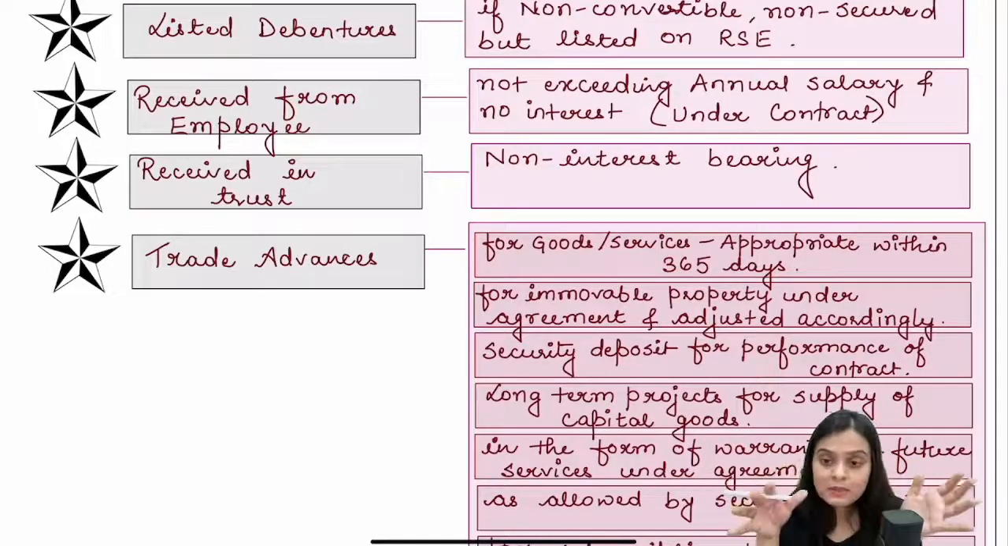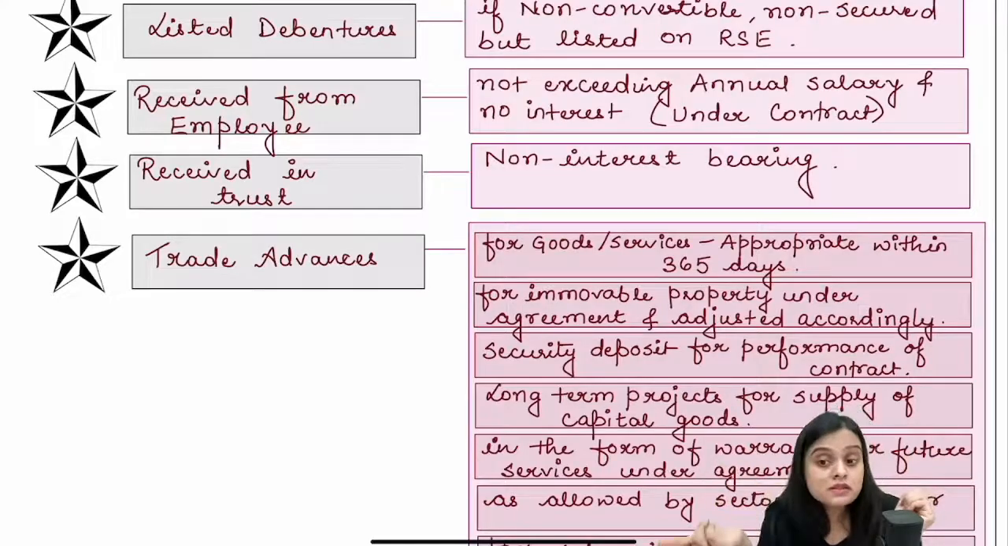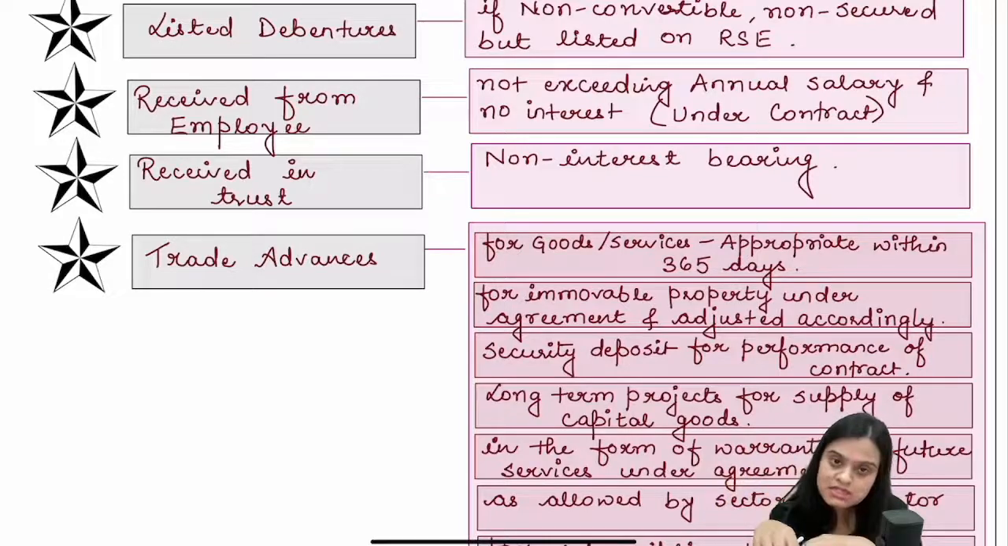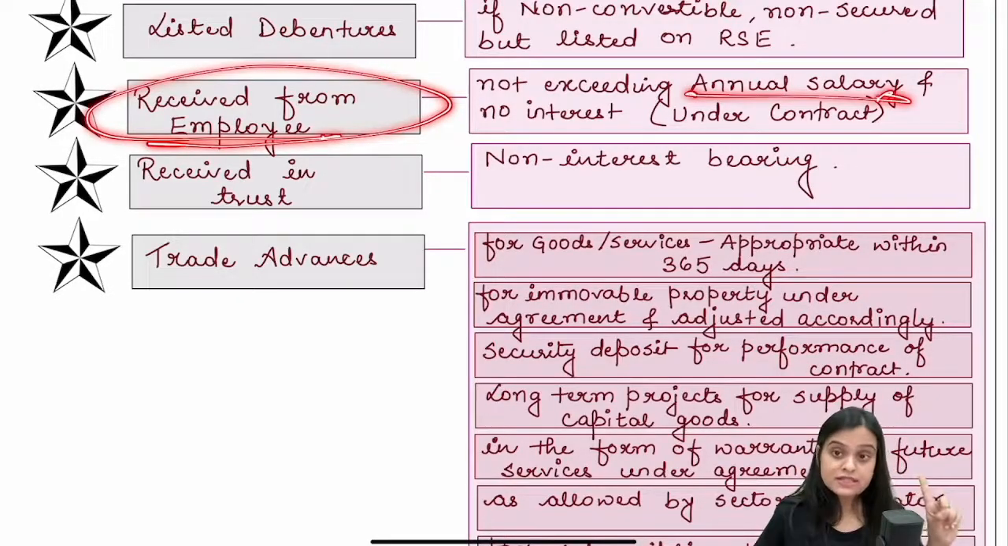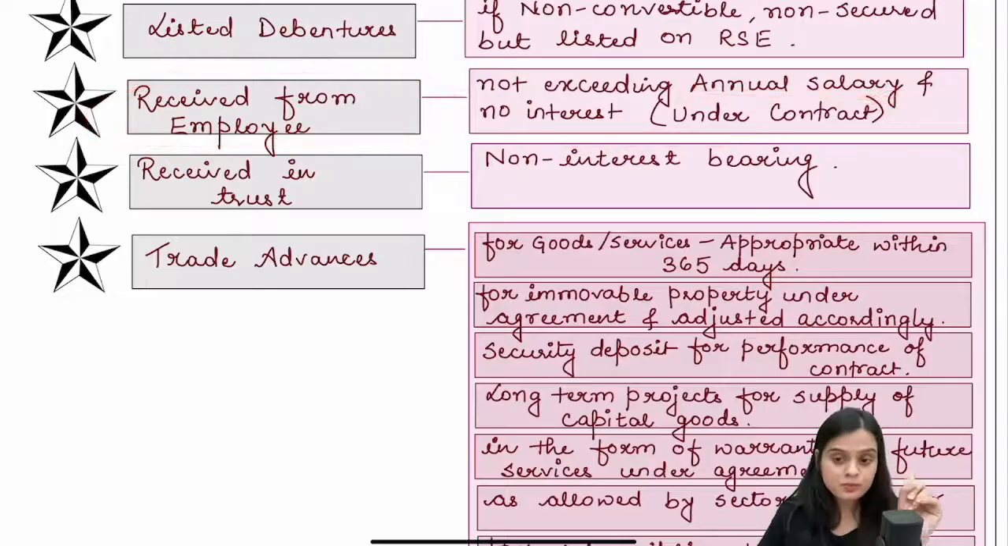See, they basically prescribe that if you want to take money from anyone just like that, then you have to comply with certain requirements. That means you must return the money, you must give them proper offer, you must give them interest, right? Should be the minimum period, this should be the maximum period. All the terms and conditions are specified. Fine. If you receive amount from employee which should not exceed your annual salary, and no interest should be there on that amount, right?